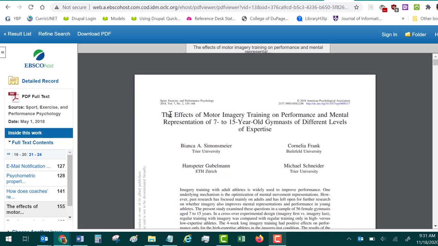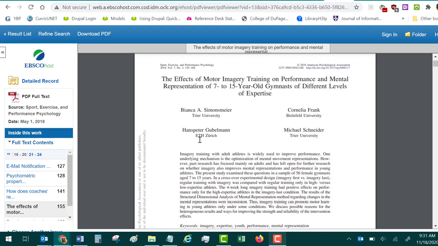At this point, what we're looking at is the first page of our scholarly article. Let's pause for just a minute and talk about scholarly articles, what they are, and how they're published. One of the things you'll notice is that as we look at the first page of this article, it is pretty clear that the article authors do not need to catch your attention. By which I mean there are no big graphics, no images, no shocking title. Instead, the authors believe that you are interested enough in this topic that you're going to look at a title like The Effects of Motor Imagery Training on Performance and Mental Representation of 7 to 15-year-old Gymnasts of different levels of expertise, and that you are going to be interested in this and willing to follow through just because you are naturally interested in the content.